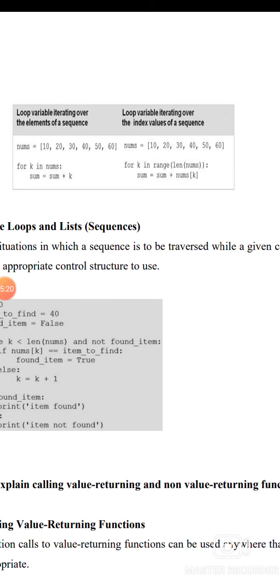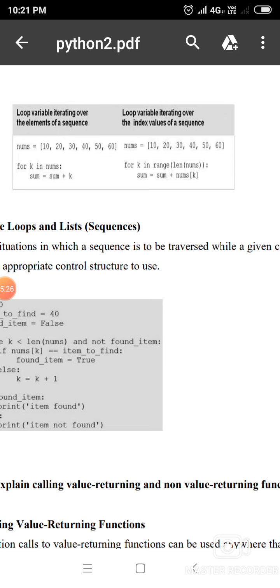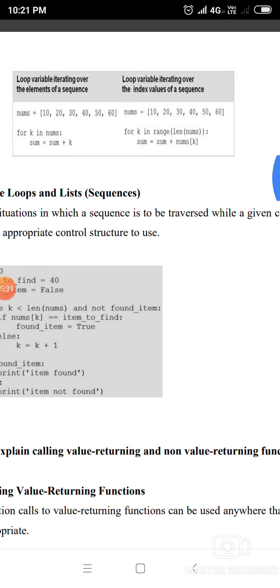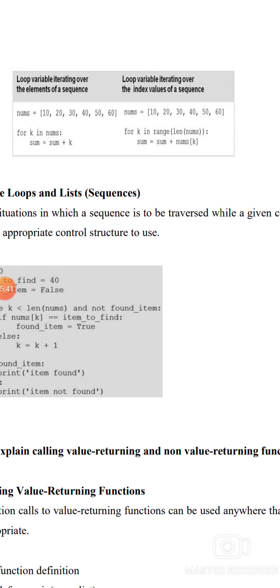For k in range(len(nums)): sum = sum + nums[k]. Length of nums means the number of values in nums, so the values 10 to 60 can be defined. K in range means up to the length. The length of nums is 6, so 6 values are stored. The length is 6.